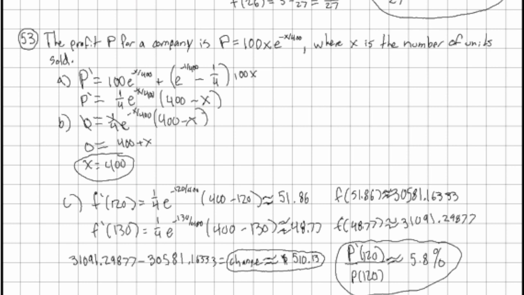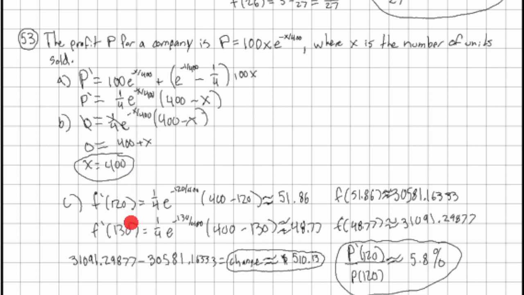And then B asks me to find how many units produce a maximum profit P. What I do is I set the derivative equal to 0, right? The exponential part never equals 0, so I solve for the rest. So 0 equals 400 minus x. X is 400.